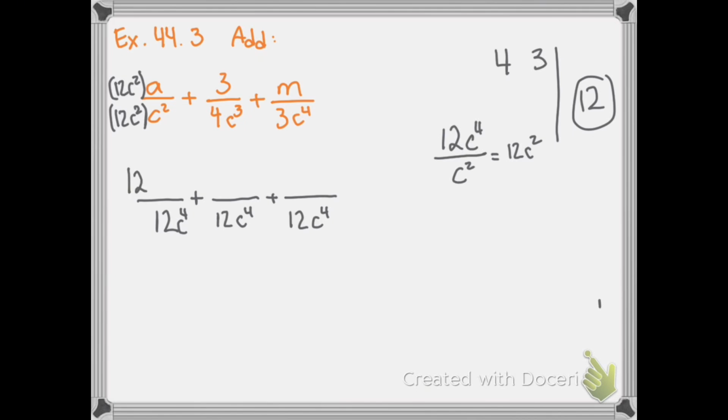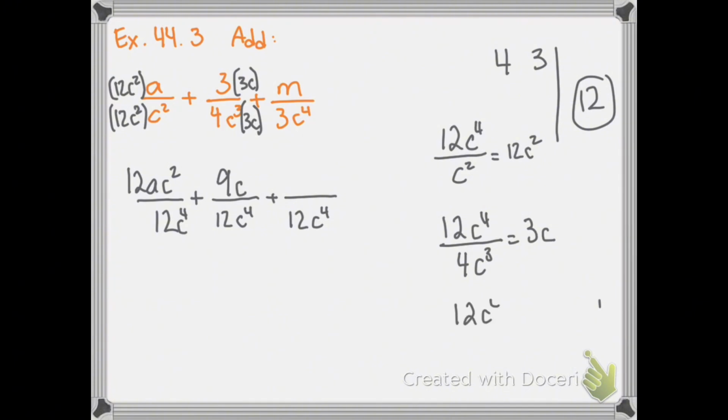And when I do that, I get 12AC^2. Then I divide the denominator I want by the denominator I have, which is 4C^3, and I get 3C. So I have to multiply this one times 3C, both on the top and the bottom. And that would be 9C. And the last one would be 12C^4 divided by 3C^4, which is just 4. So all I have to do is multiply here times 4, top and bottom.